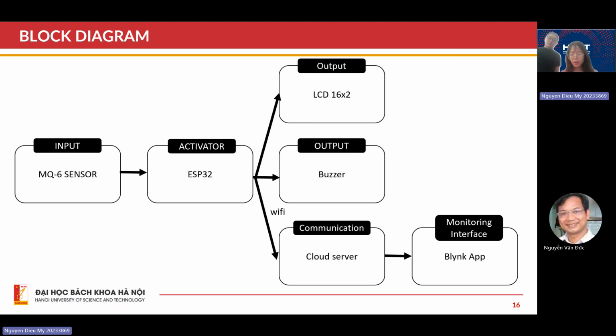This is our system block diagram. Input includes the gas sensor, the ESP32 acts as the processor, and the output is the LCD, buzzer, and the Blynk app.